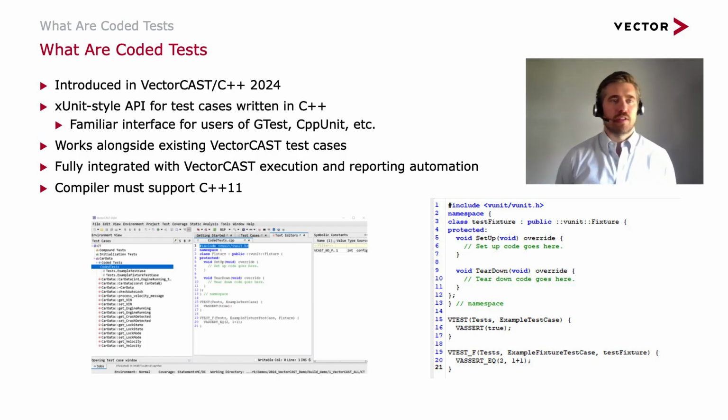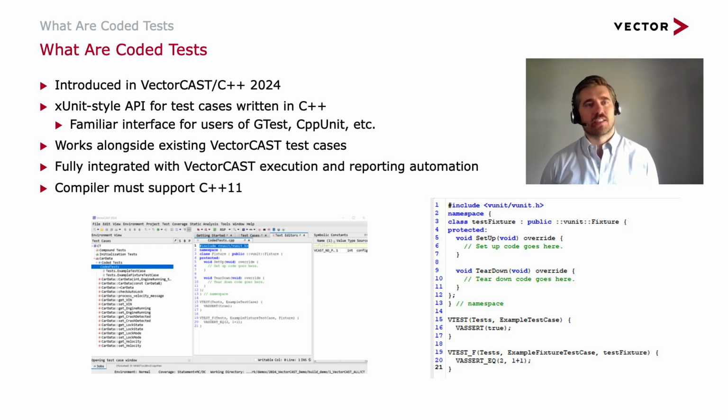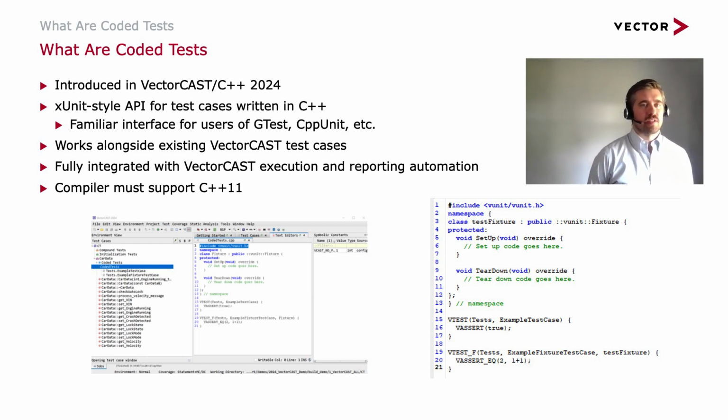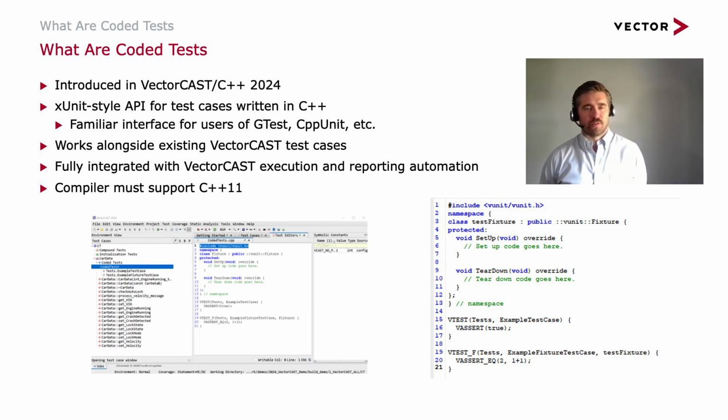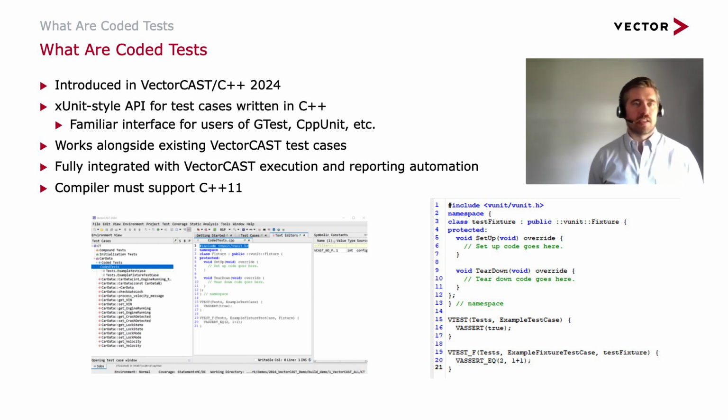It introduces vUnit, which is an xUnit-style API testing framework for test cases written in C++. Being an xUnit-style framework, its interface is very similar to other popular testing frameworks such as Google Test, CppUnit, Boost Test, and Catch2. One of the benefits of how this new testing style was integrated is that it can work alongside existing VectorCAST environments and existing VectorCAST test cases. So you may write new coded test cases without changing or getting rid of your existing test cases.